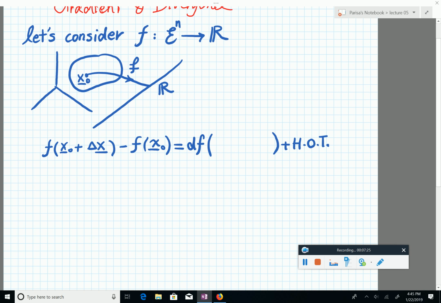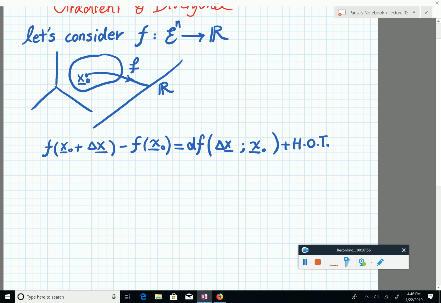Maybe I should do this. Okay. And differential, is it a function of what? Is it a function? Yes. What kind of a function? Of delta x. A function of delta x. What kind of a function is it? And it is evaluated around x0.